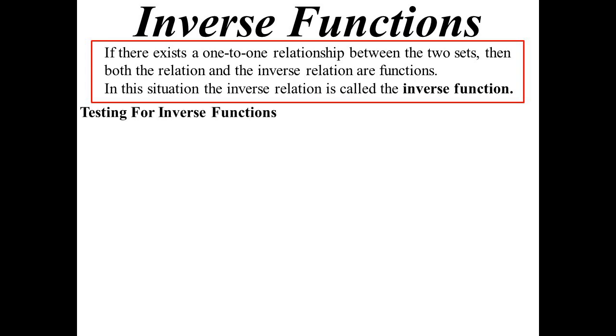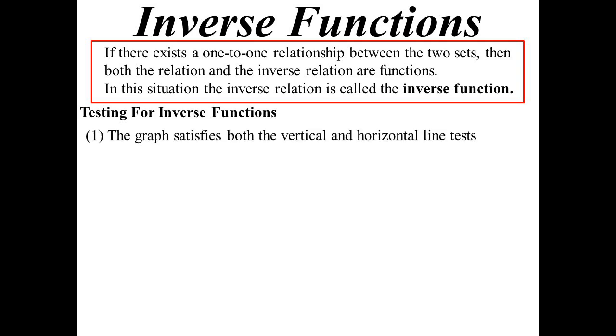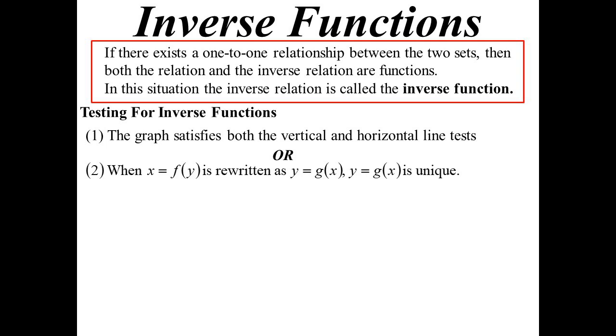How do you test? Well, remember we used a vertical line test to test for a function. You use a horizontal line test to see if it has an inverse. So the graph will satisfy both the vertical and the horizontal. Vertical will tell me it is a function, horizontal will tell me it will have an inverse function. Of course, you might not know what the picture looks like, so then it goes back to that idea of swapping the x and the y's around. If we do that, we make it x equals function y, make y the subject, and you end up with something that's unique. There's only one thing it could be, then that's an inverse function.